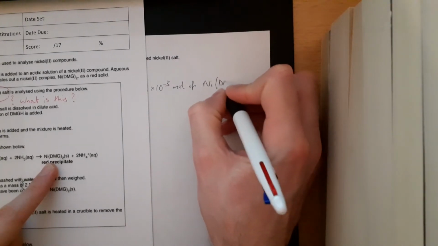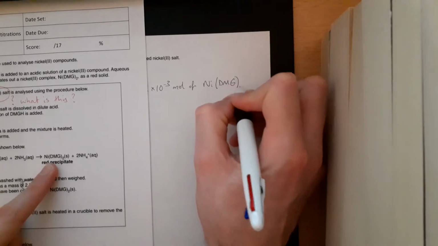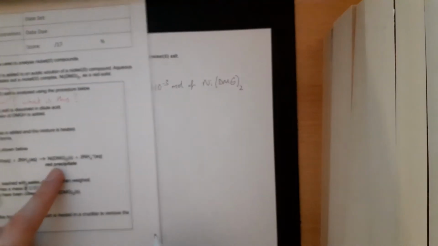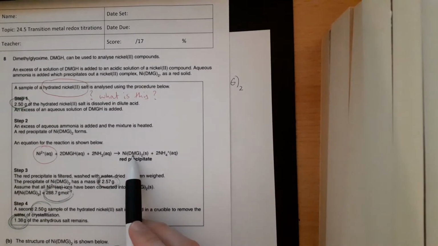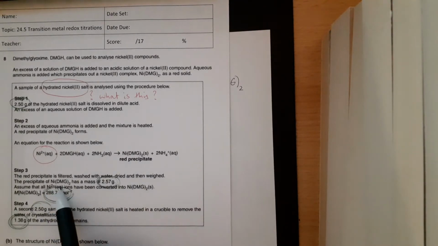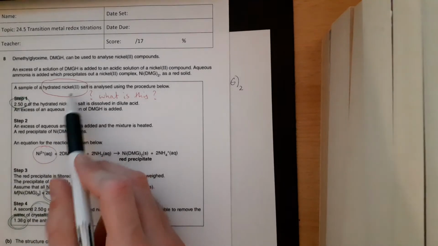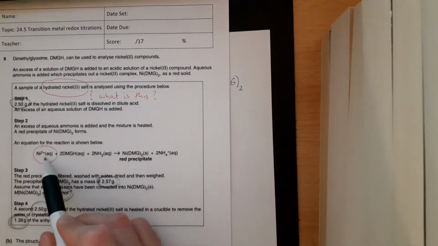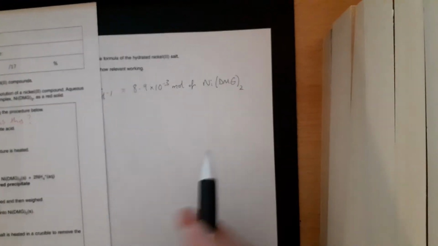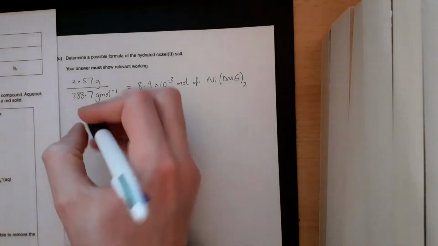Just so I know what I'm doing. Okay, so now we can see where I'm going here. If I've worked out the number of moles of this thing, then it said assume that all of the nickel ions have been converted into that. So that's how many moles of this nickel salt there must have been in the first place, because it's a 1-to-1 ratio. So let's just write down what we're working out here.